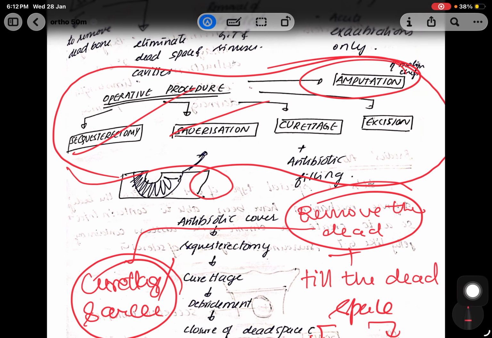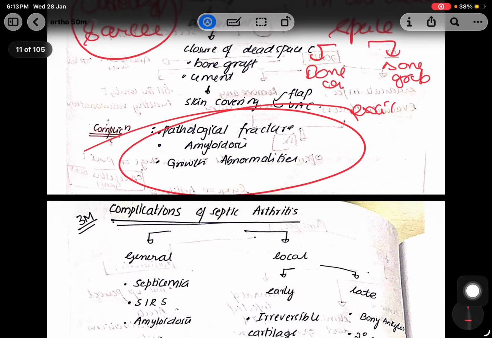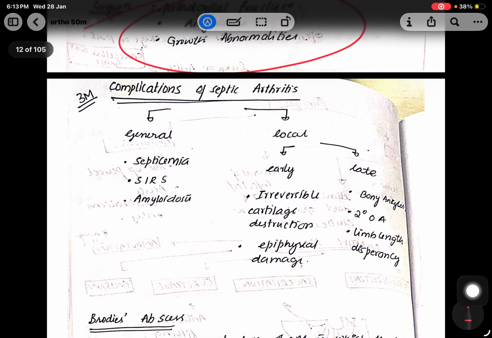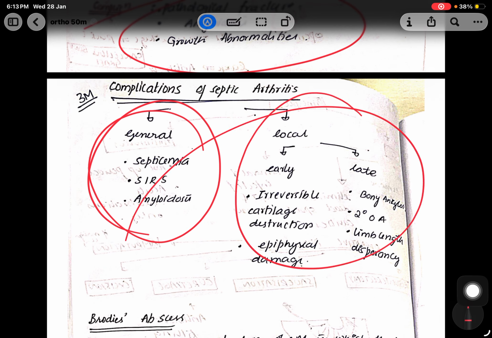Though there are incidences where they go for amputation as a last stage, we have many techniques in orthopedics where we won't let the patient go that far, provided they come at the correct time. Okay, these are the complications. Again, the complication of septic arthritis is important. Whenever you are writing complications in ortho, divide them into general and local and place them accordingly.